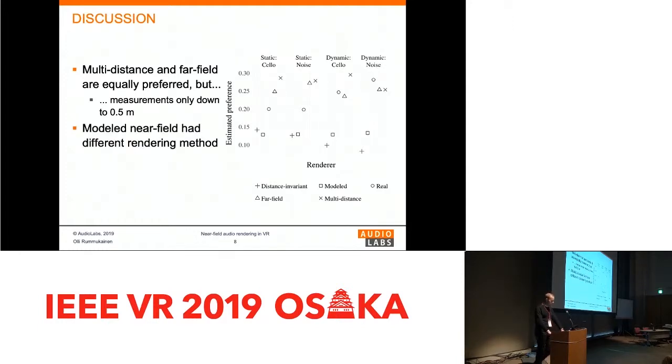Then we assumed that the modeled near field would perform better, because it's almost the worst one here. But this is probably more due to the rendering method, because we derived the HRTFs from the spherical head model instead of measured HRTFs, and that was a more significant effect. So we cannot really say that this is because of the modeled near field.